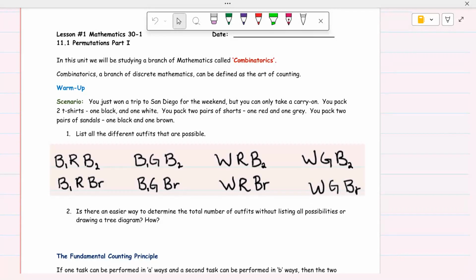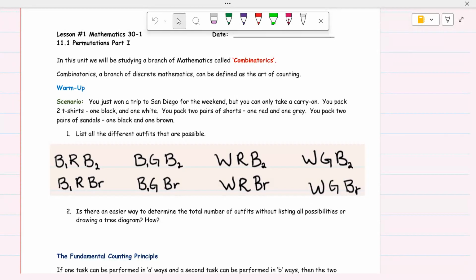We're going to start with permutations, which is basically arrangements of objects, okay? Then we're going to move on to combinations, right? Not today, okay? But we'll move on to combinations, which is a branch of mathematics that deals with groupings, like how many groups of things can we do? So this is not an efficient way of figuring out how many outfits this person can make with 2 t-shirts, 2 pairs of shorts, and 2 pairs of sandals, right?